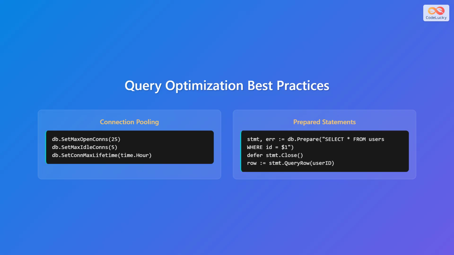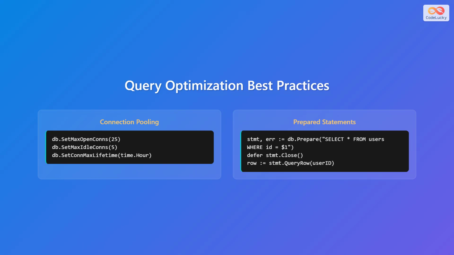The second one is prepared statements. Prepared statements can improve performance by pre-compiling SQL queries and reusing them with different parameters. You can create a prepared statement using the db.Prepare function and then execute it using the statement.QueryRow or statement.Exec methods.